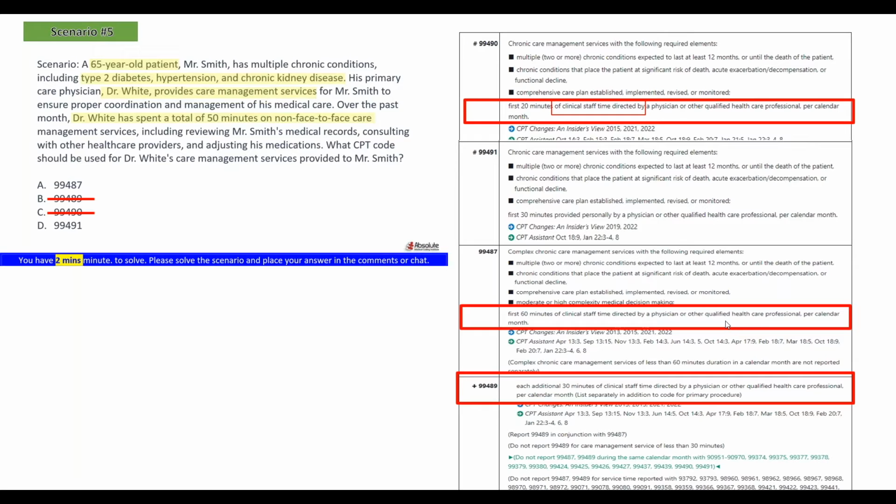First 60 minutes of clinical staff time, which is directed by a physician or other qualified healthcare professional per calendar month. So once again, there is no clinical staff involvement in our scenario. And the correct answer would be option D, 99491, which is coding for chronic care management services with the following required elements. First, 30 minutes, which is provided personally by a physician or other qualified healthcare professional per month.